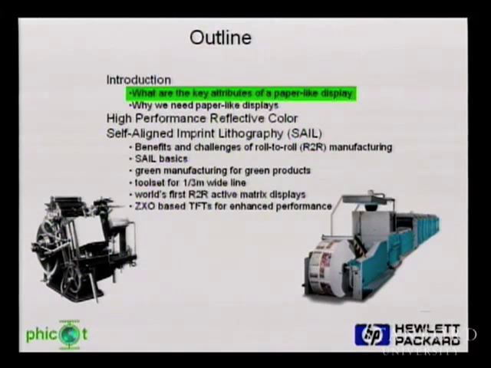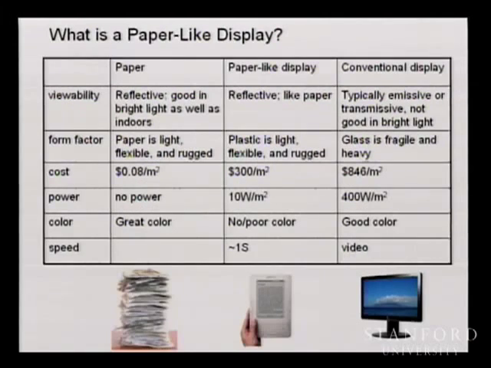So I want to talk a little bit at the beginning just about what the attributes of a paper-like display are. And to do that, I think we have to think about what paper is and what a conventional display is, and where things fit in here. These are what we see as the really desirable aspects of paper: you really want to be able to see it outside. We get used to the fact that we can't really see our displays outside, but they'd be a lot better if we could.